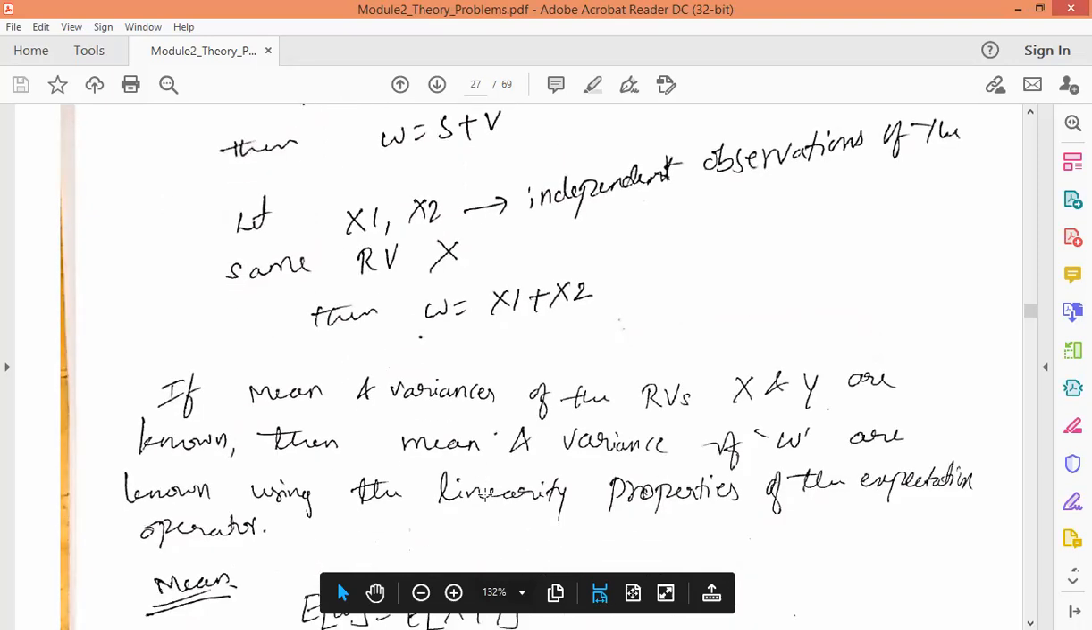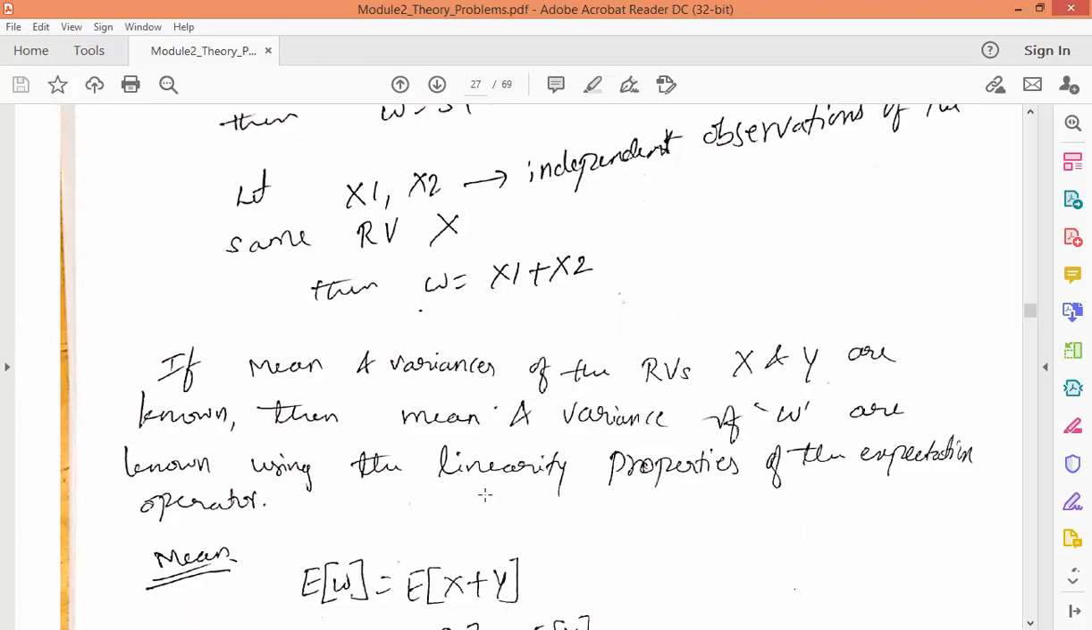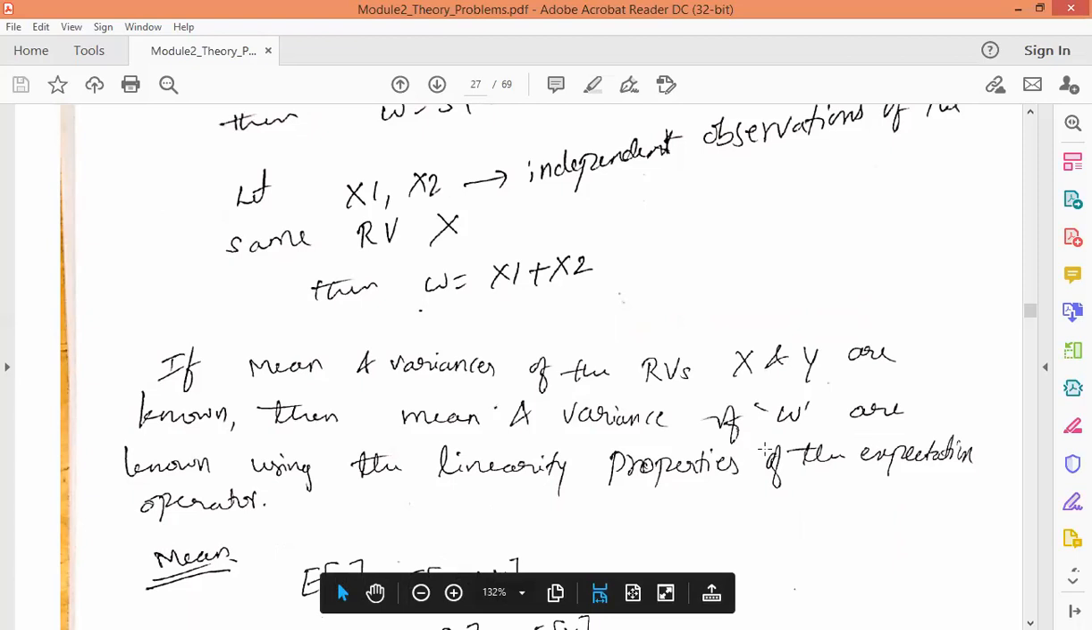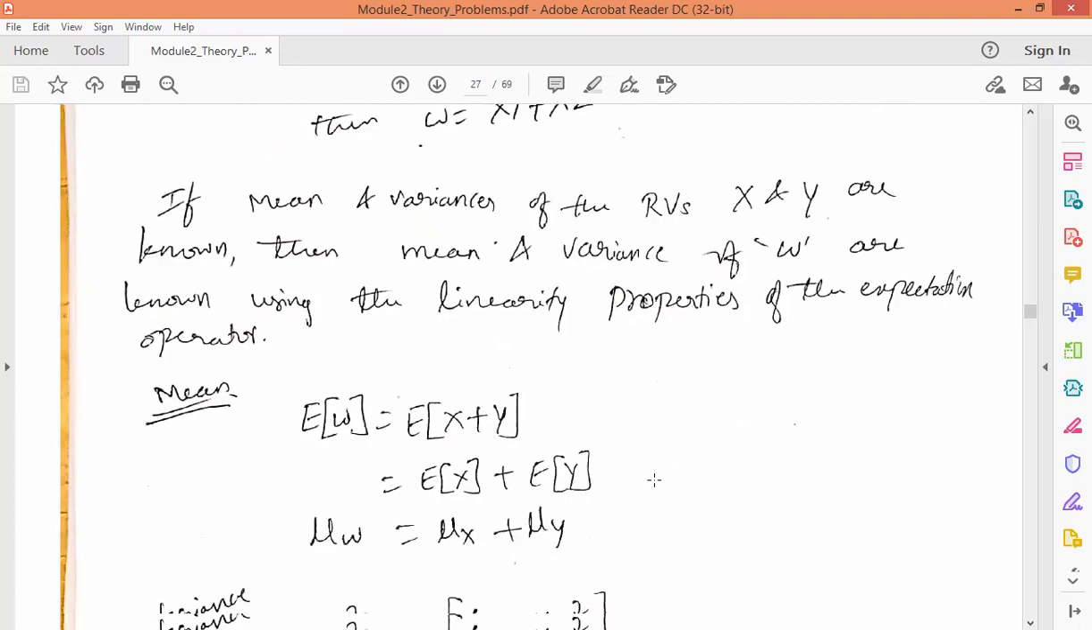And here, if the mean and variance of the random variables X and Y are known, then we can also calculate the mean and variance of the sum of the two random variables, which is represented as W. That can be done by assuming that we know the linear properties of the expectation operator. So now we'll see the derivation.